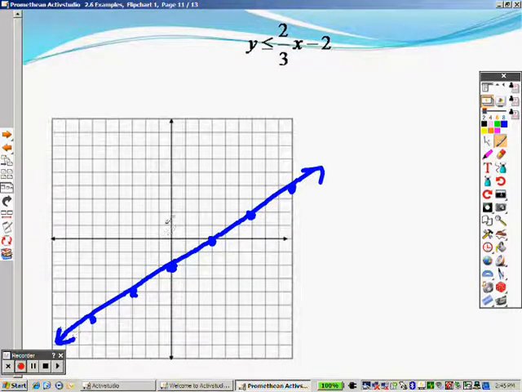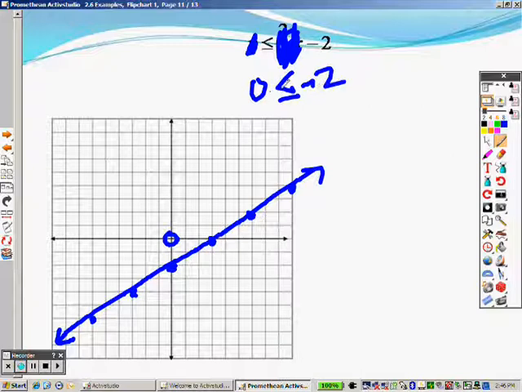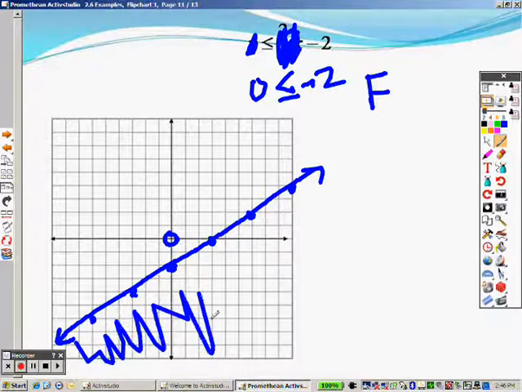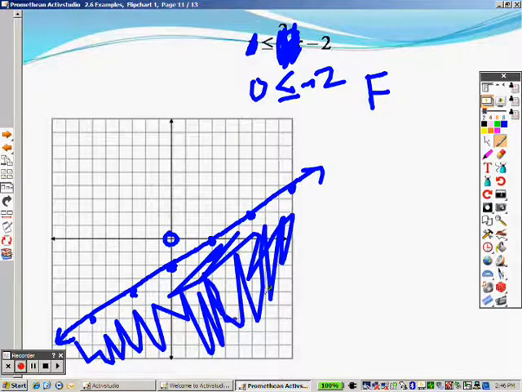I pick a point not on that line, like 0, 0. So when I plug it in, that gives me 0. And all I have left on that side is negative 2. Is 0 less than negative 2? That is false, which means I shade away. So I shade everything on this side of the line, down here.